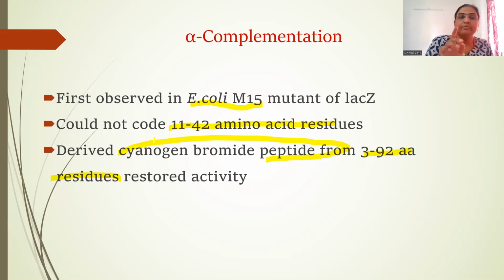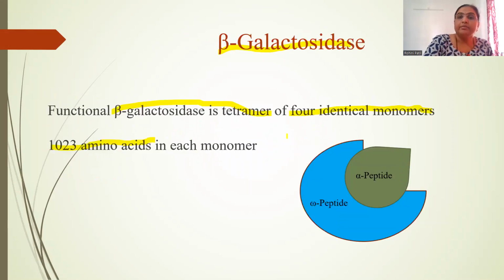So just now we have seen that M15 is a lacZ mutant, a mutant at the N terminal. That N terminal is called the alpha peptide, and the remaining larger part is called the omega peptide.